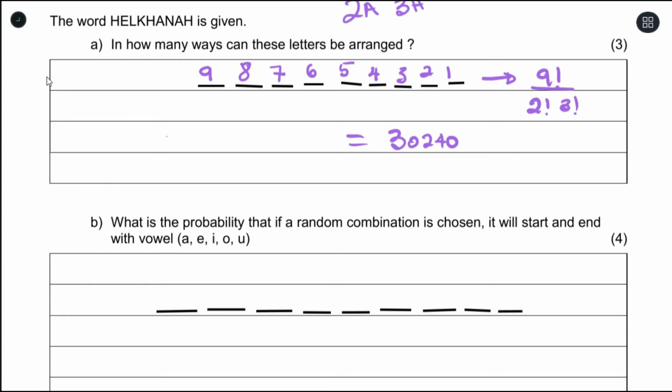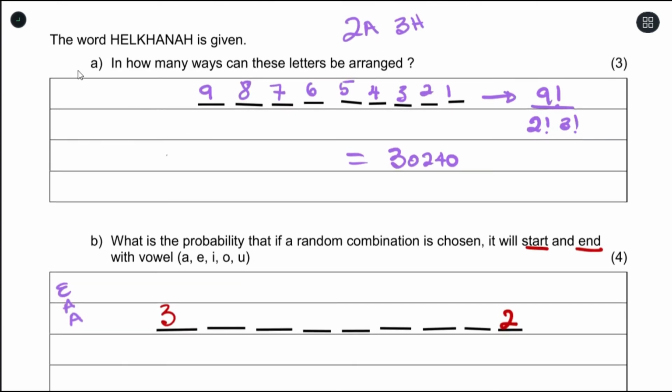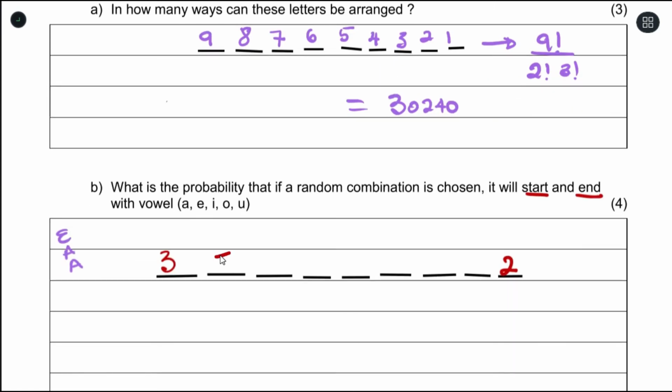We understand that in terms of our vowels, we have 3 vowels in total. We have E, A, A as our choices for our vowels. They tell us here that the start and the end must be a vowel. So we can have any of those 3 at the start over here. But remember, each position only takes 1. So if I remove one of these, at the end I would have 2 choices over there. If I remove these 2, I still have 7 letters left to arrange. So this would be 7, 6, 5, 4, 3, 2, and 1.